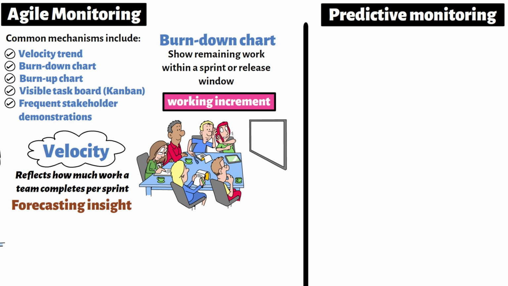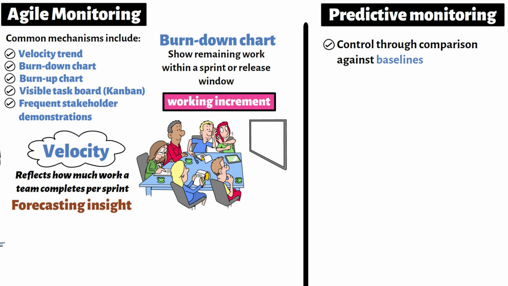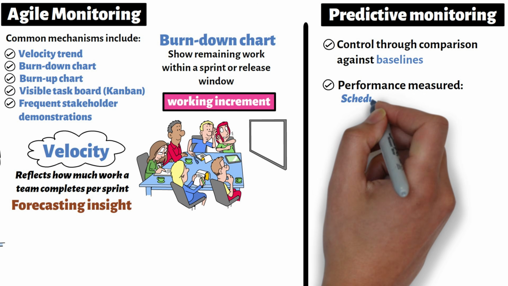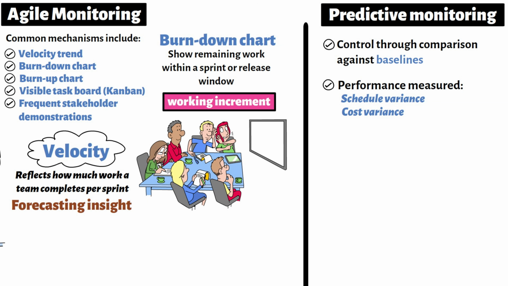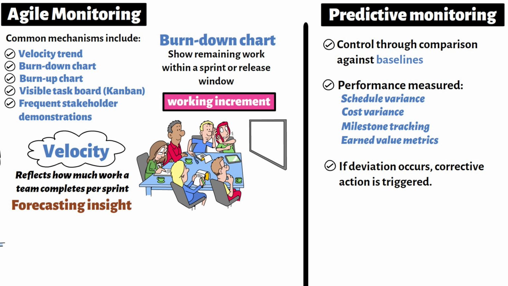In a predictive environment, control is typically exercised through comparison against baselines. Performance is measured using schedule variance, cost variance, milestone tracking, earned value metrics. If deviation occurs, corrective action is triggered. The contrast is structural.